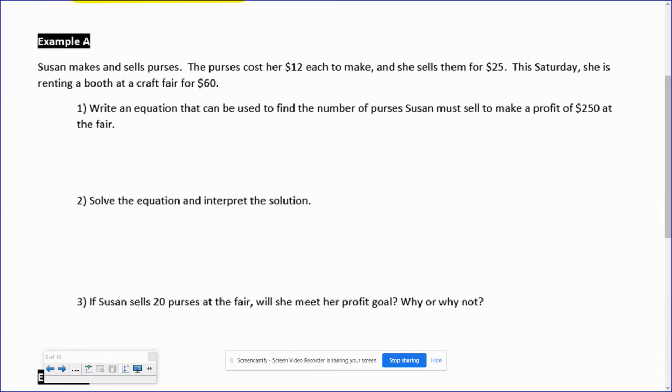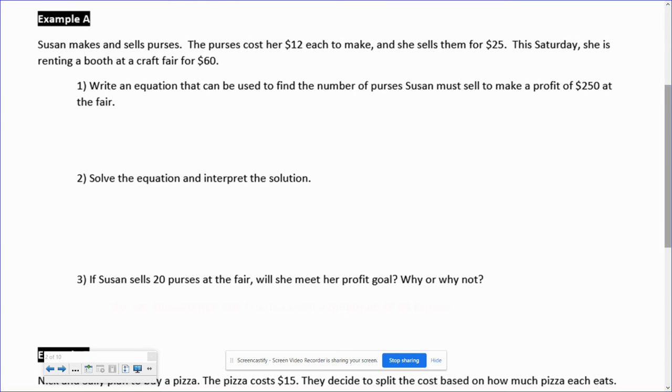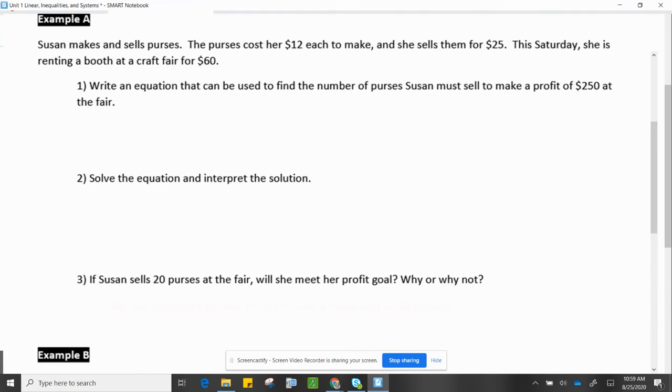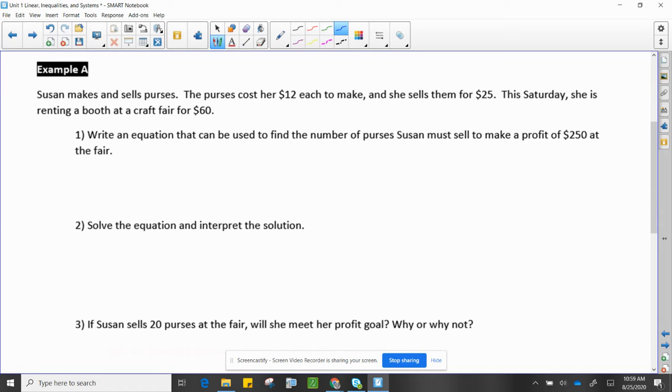So let's start with this first example, example A. Example A talks about Susan. Susan makes and sells purses. The purses cost her $12 each to make, and she's going to sell them for $25. This Saturday, she is renting a booth at a craft fair for $60. So what we're going to do is write an equation that can be used to find the number of purses Susan must sell to make a profit of $250 at the fair. So that's her goal for the day, $250.